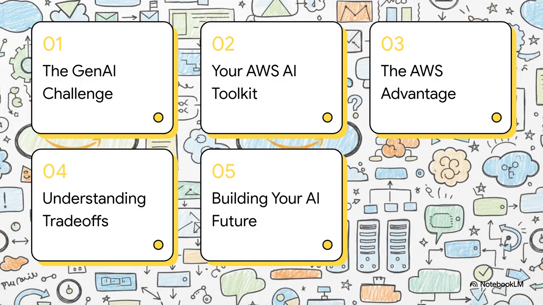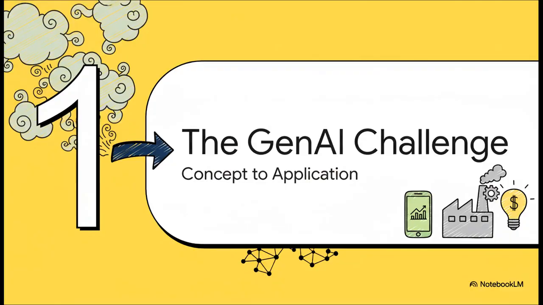So here's our blueprint for today. First, we'll quickly nail down the challenge. Then, we'll open up the AWS AI Toolkit. After that, we'll talk about the real advantages, dig into the trade-offs you'll need to think about, and wrap up by getting you totally ready to build. Let's dive in. Okay, Section 1, the Generative AI Challenge.